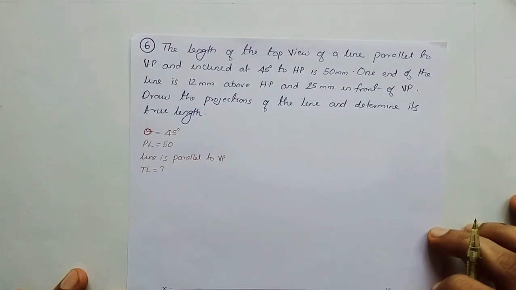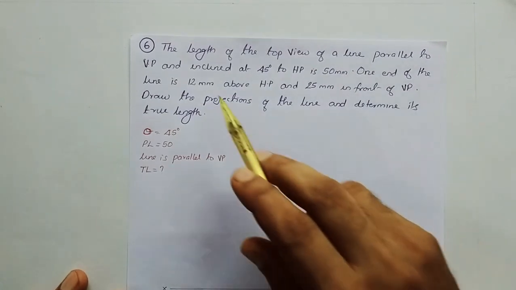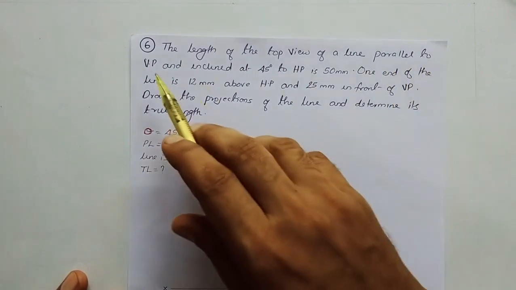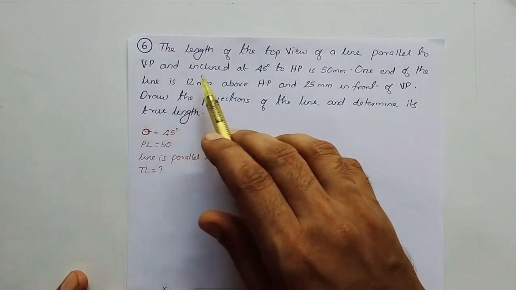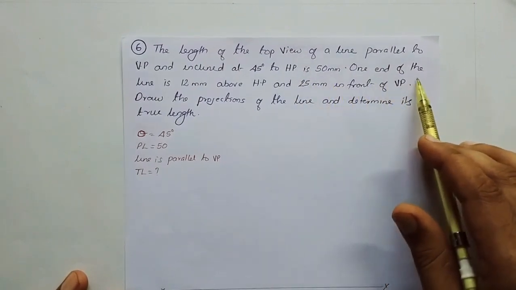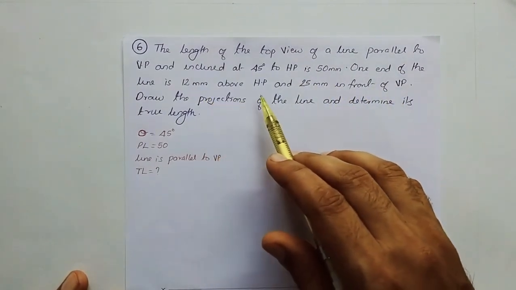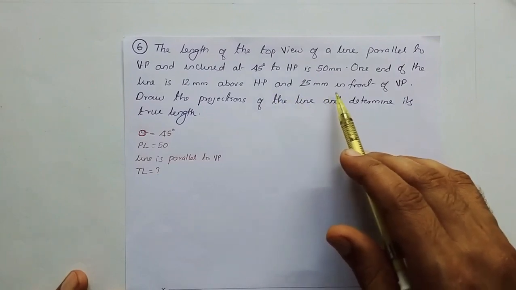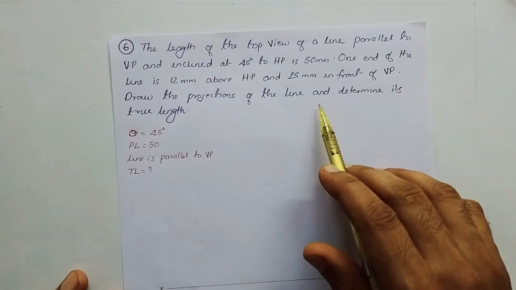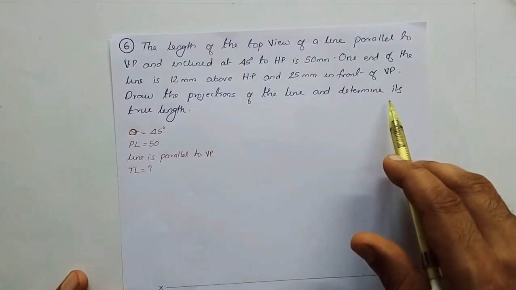Now we shall discuss question number 6. The length of the top view of a line parallel to VP and inclined 45 degree to HP is 50 mm. One end of the line is 12 mm above HP and 25 mm in front of VP. Draw the projections of the line and determine its true length.